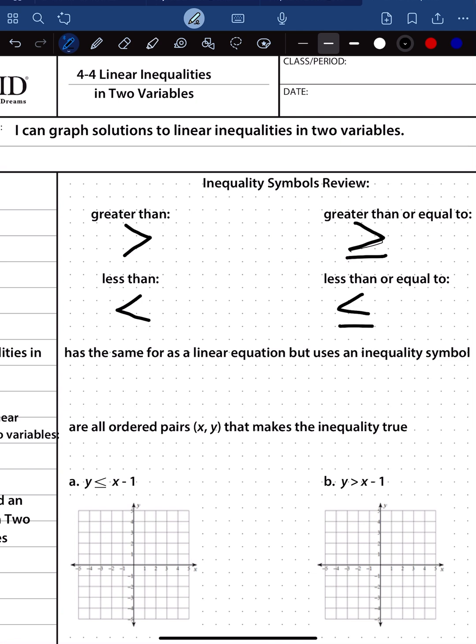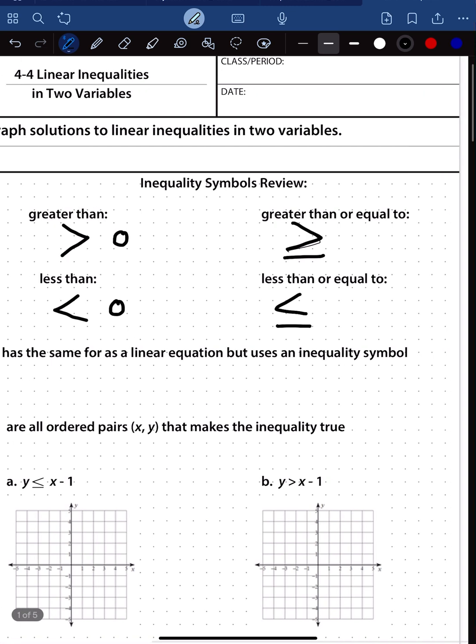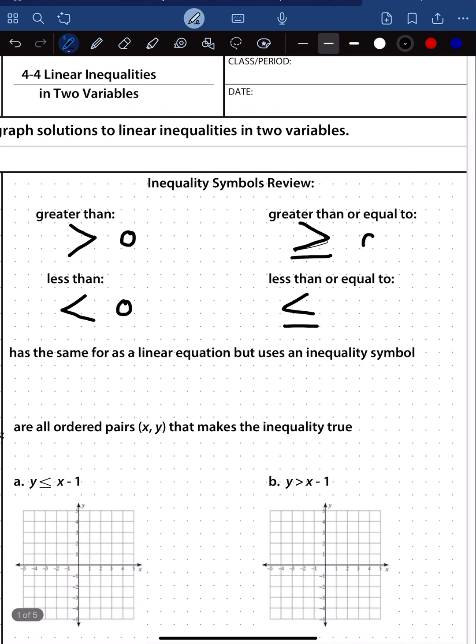In 6th and 7th grade, when you would graph inequalities on a number line, recall that the greater than symbol and the less than symbol were open circles. If it was greater than or equal to, those were closed circles because those included the number. With greater than or less than, it was up to that number but did not include the number.